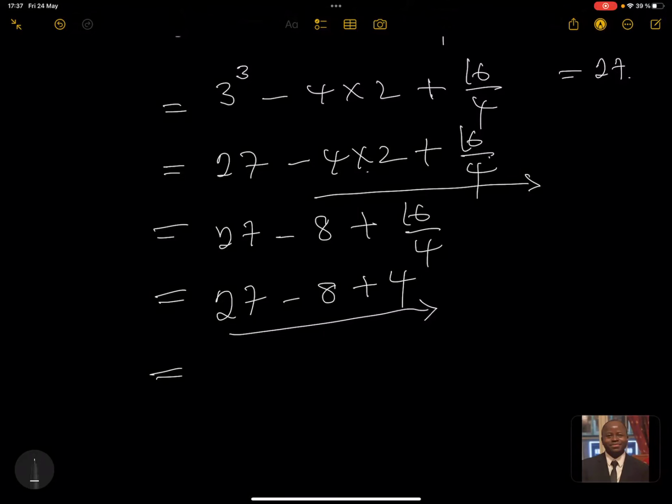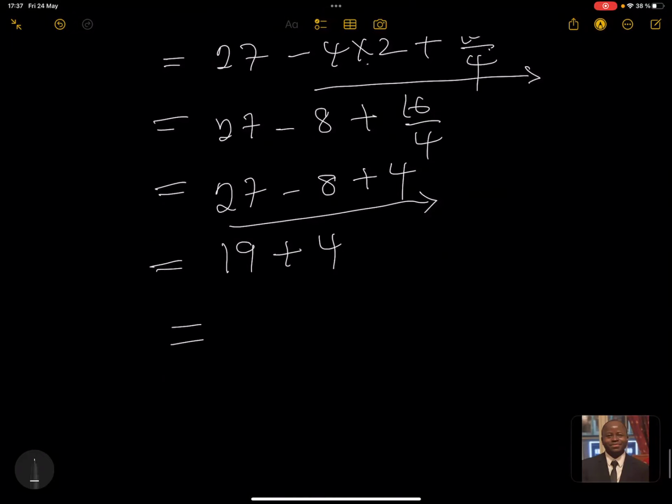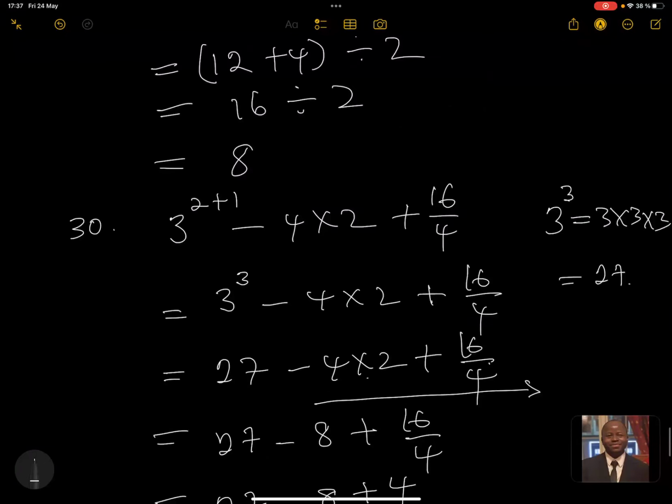So you have subtraction, 27 minus 8. This will give 19. Is that okay? Then plus 4. And 19 plus 4 will give you 23. So the answer is what? It is 23. Are we okay? Yes, so this is what we have got so far.